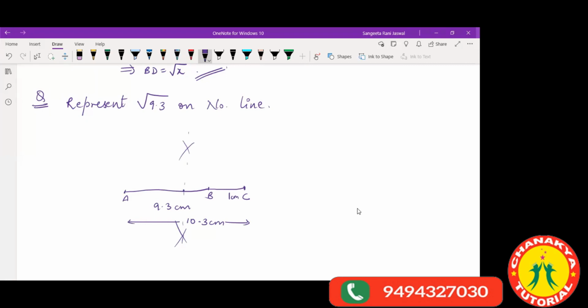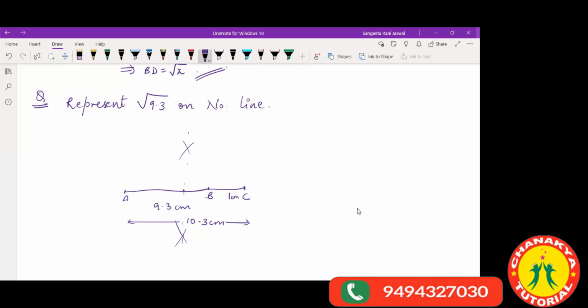Otherwise, if you have 10.3, if you can find the midpoint of this, you can do it just with the scale. Half of 10 is 5, and half of 0.3 is, how much? 1.5. Half of 3 is 1.5. So that means 5.15, between 5.1 and 5.2, right?